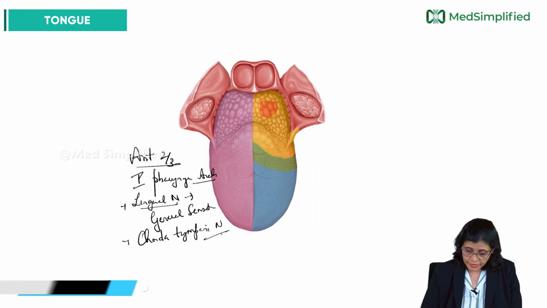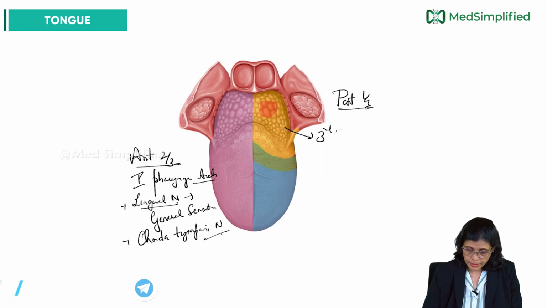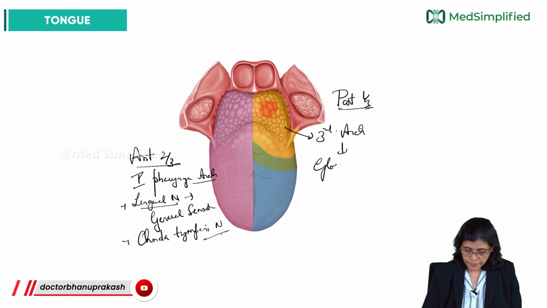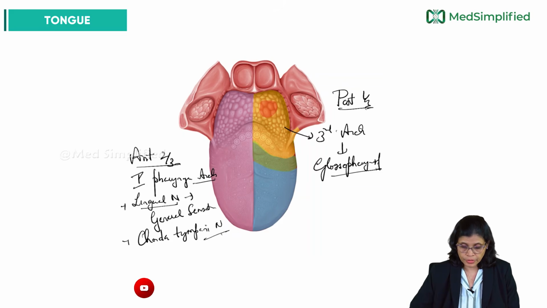Then the posterior 1/3 of the tongue is developed in relation to the third arch, and the nerve of the third arch is the glossopharyngeal nerve. So the glossopharyngeal nerve carries both the general as well as the special sensations. That is what you need to remember.